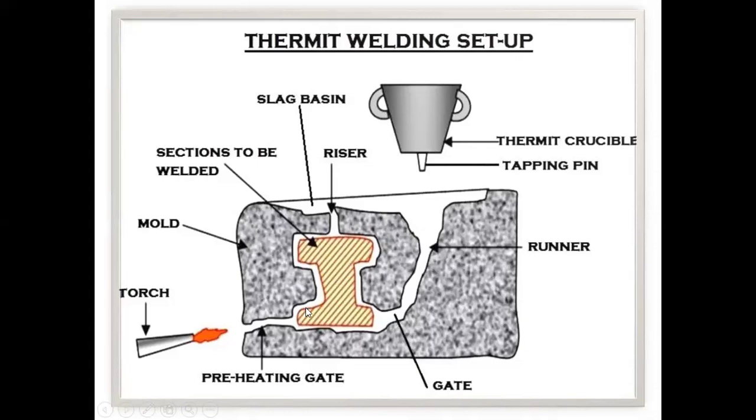Once you have preheated it, brought it to a certain temperature, the molten metal will be sent through this runner, the gate, and then it will come to that gap. It will fill the gap, therefore joining the two components, the sections to be welded. Once it fills the gap, it fills the riser, and just as you have seen here, this riser will supply the molten metal to avoid shrinkage, etc. That is what is happening.